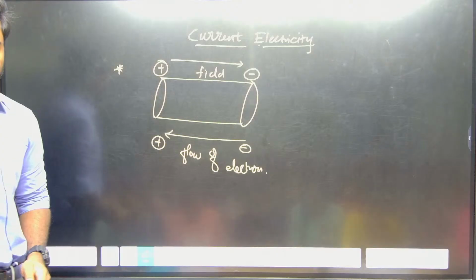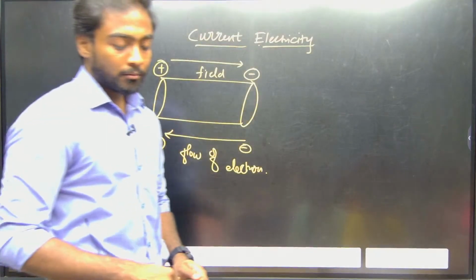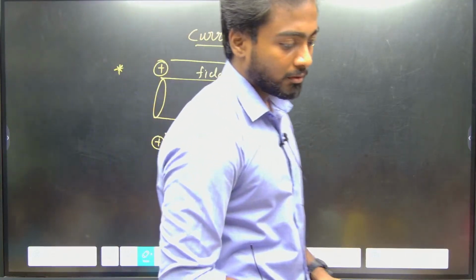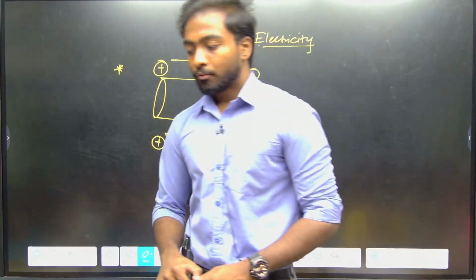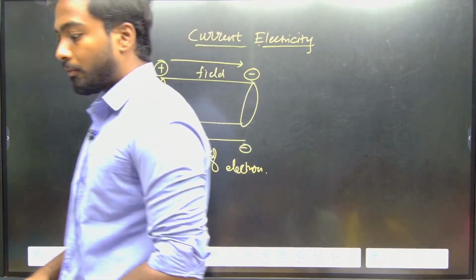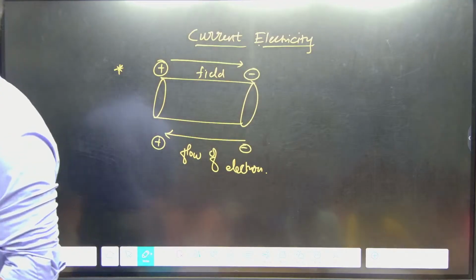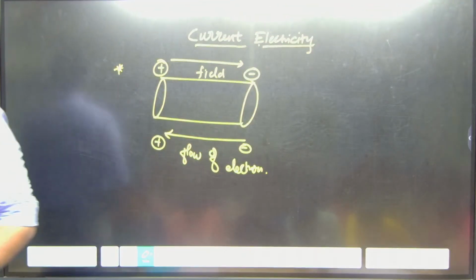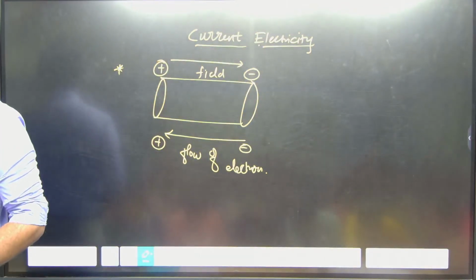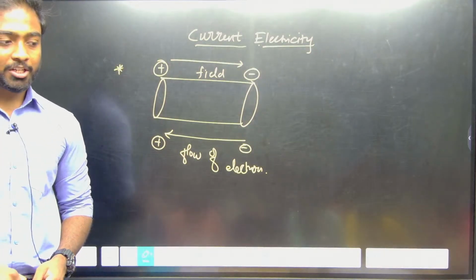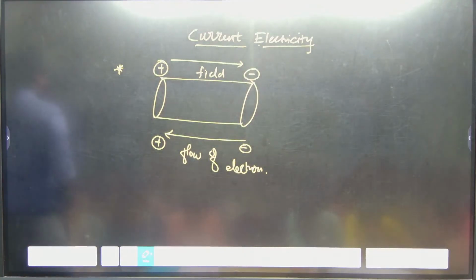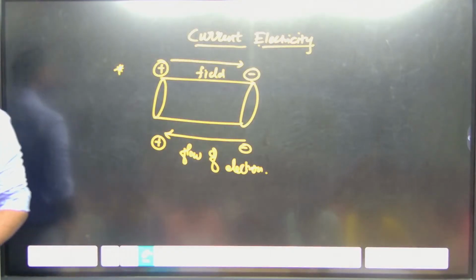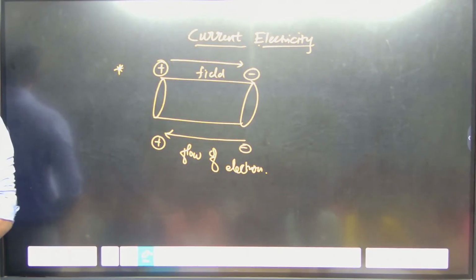Write on the point. Electrons will go from low potential to high potential. Electron will go from low potential to high potential.